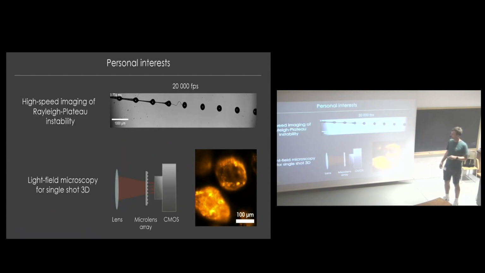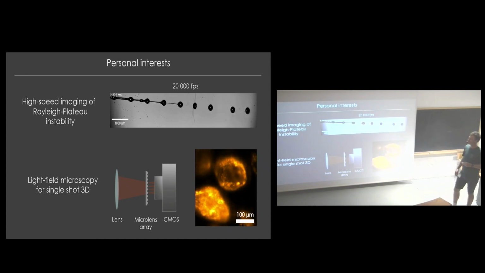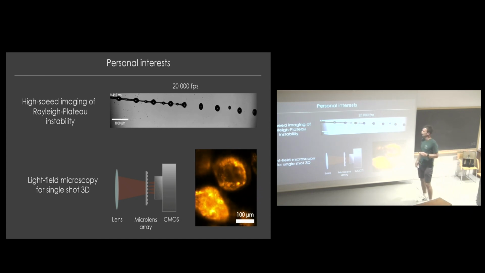Just a little word about what I'm currently interested in. I'm doing a lot of high-speed imaging on biophysical systems. So all of the aggregates that I showed were developed in our lab, and we use microfluidic techniques to produce them. And actually, we use the Rayleigh-Plateau instability, which consists in the breaking of a jet into droplets. And here, our jet contains both polymer and some cells inside. And here, each droplet is 300 microns.